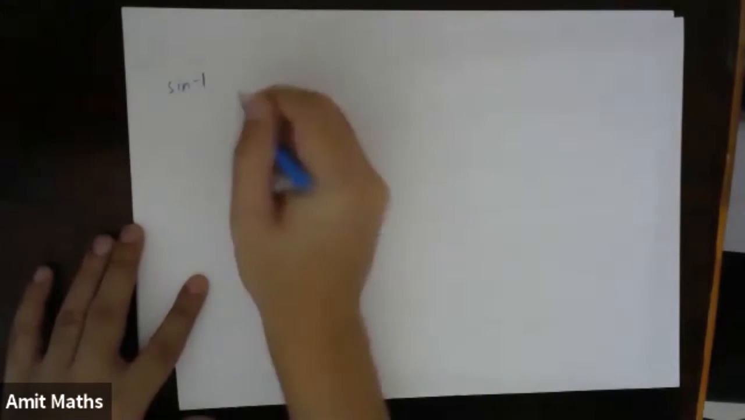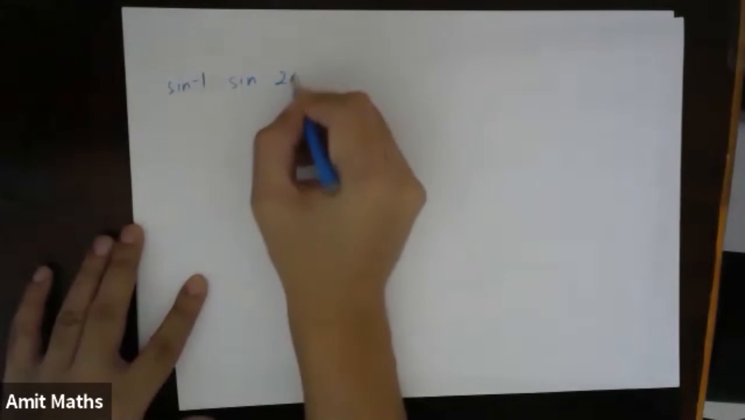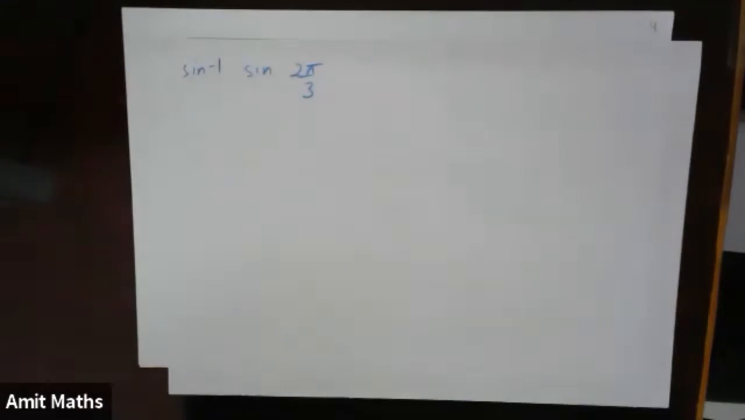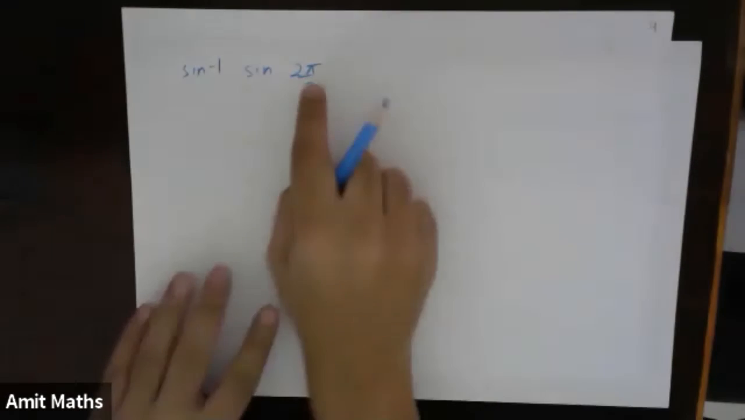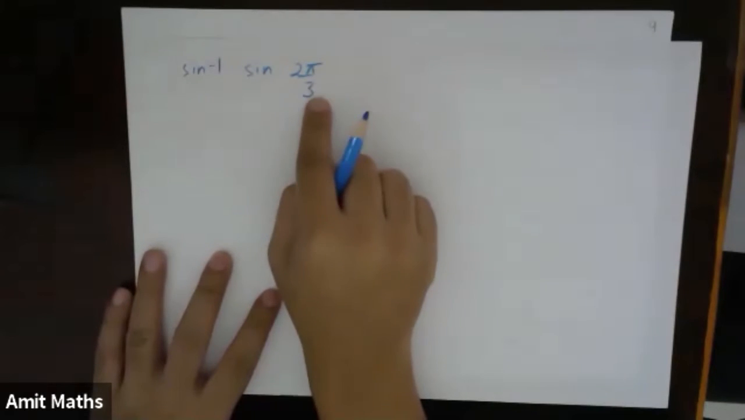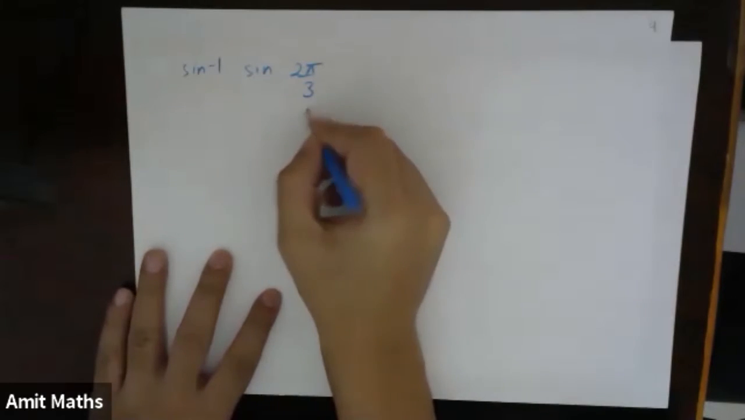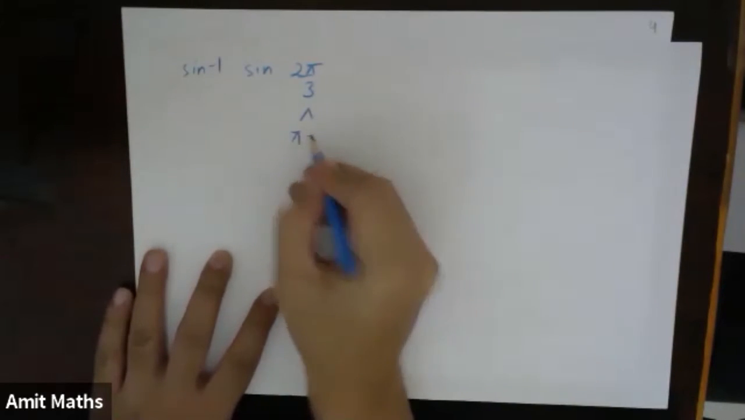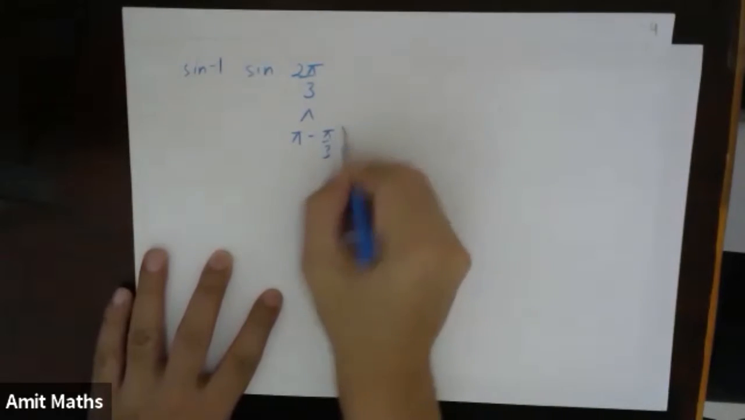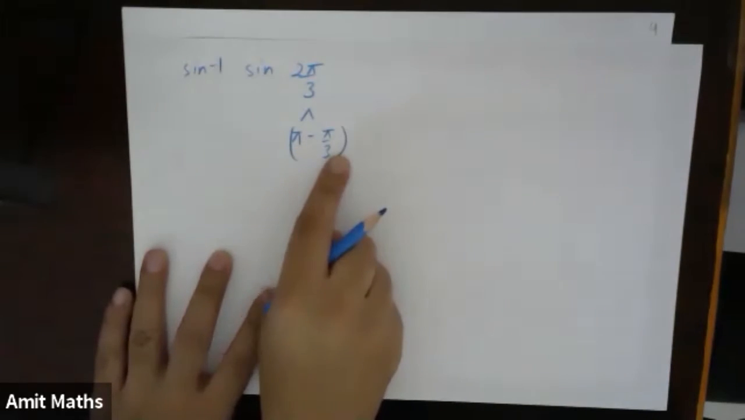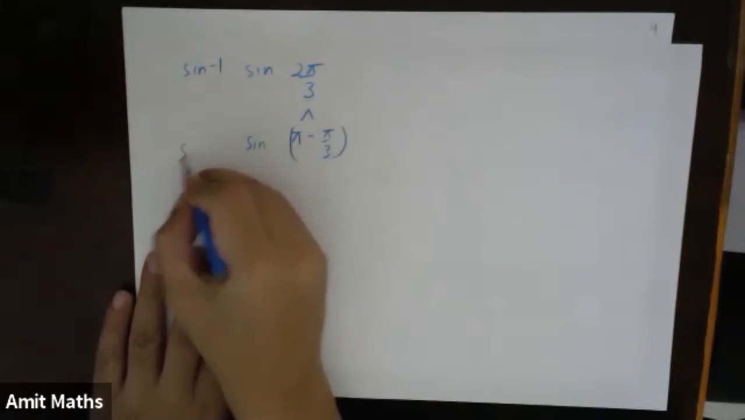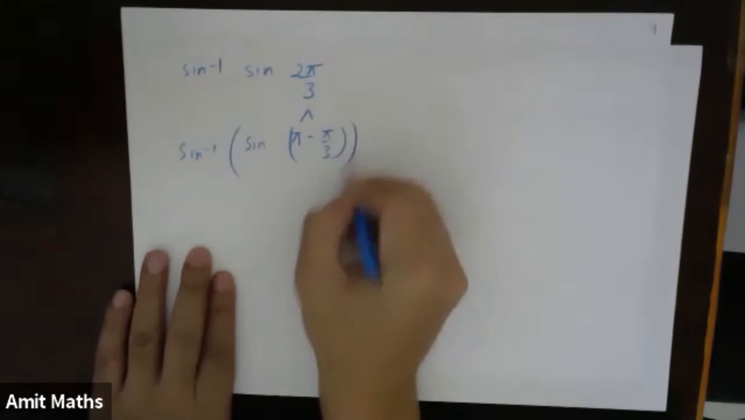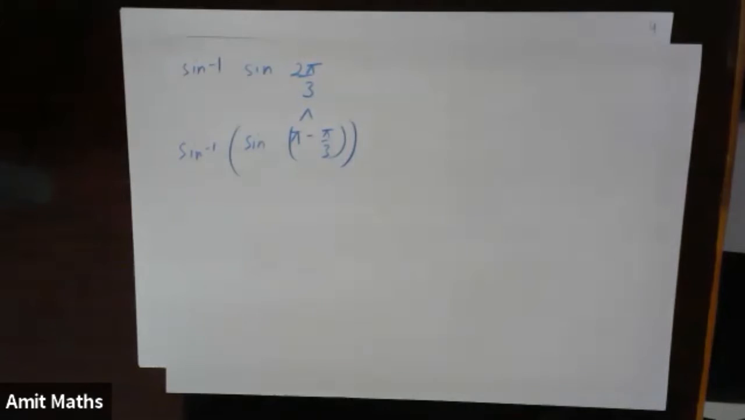So this is sine inverse of 2 pi by 3. Okay, sine inverse of 2 pi by 3. So first thing is this 2 pi by 3. This 2 pi by 3 I can write as pi minus pi by 3. When I write 2 pi by 3 as pi minus pi by 3, this will still be sine, and here it will be outside, sine inverse of sine of pi minus pi by 3.